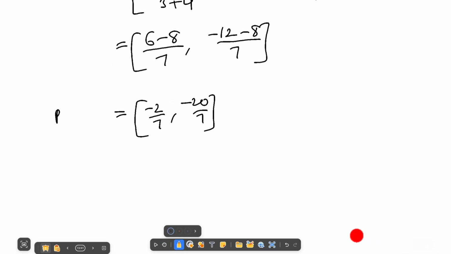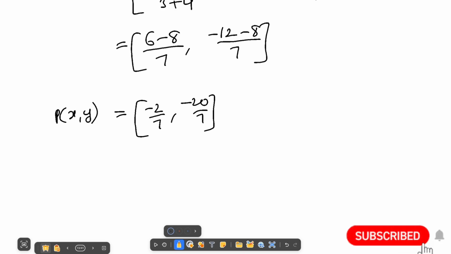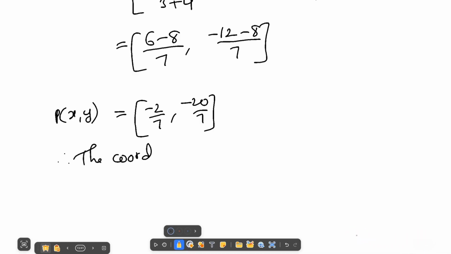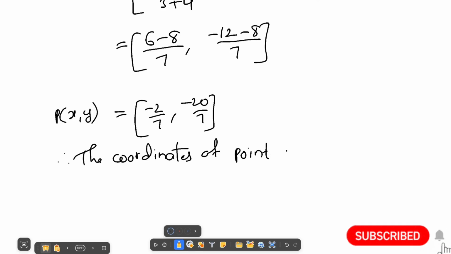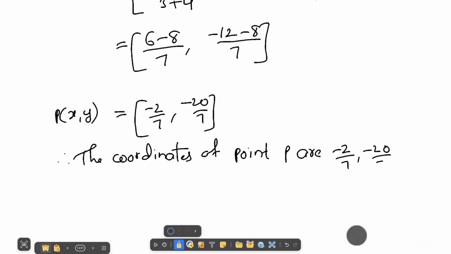What are the coordinates of P? P x comma y is equal to -2 by 7 comma -20 by 7. So therefore the coordinates of point P are minus 2 by 7 comma minus 20 by 7. That's it.